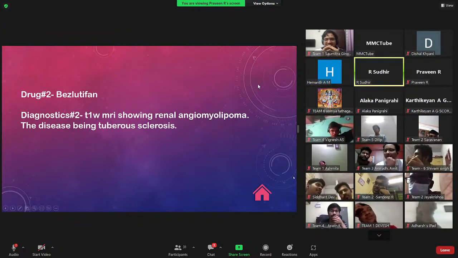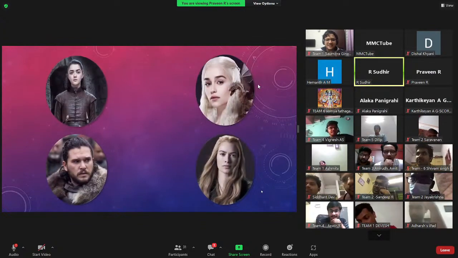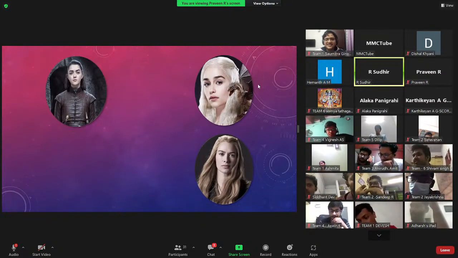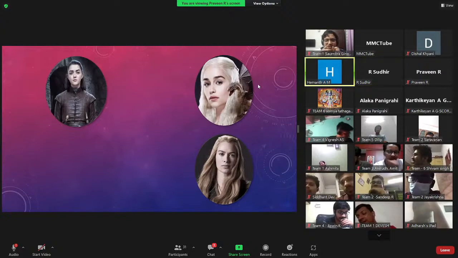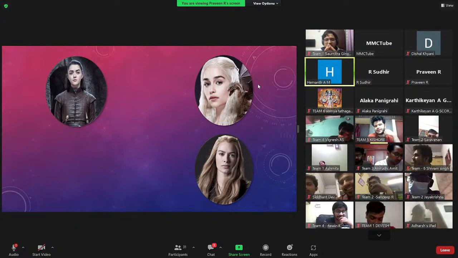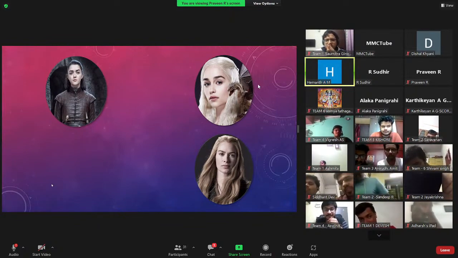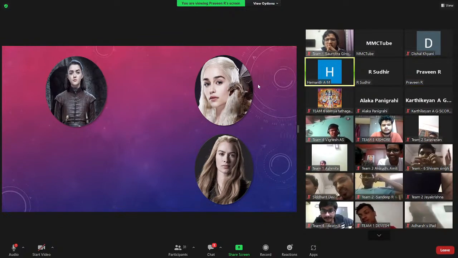Okay, Teams 1, 2, 3, and 6, along with Team 4, get plus 40. And Team 5, sorry. Team 5 can choose your first one. Arya Stark. Team 5 is Arya Stark. Okay, Arya Stark.